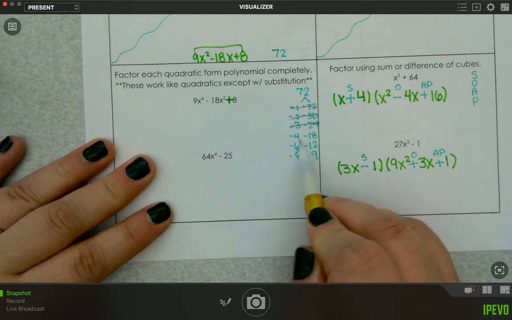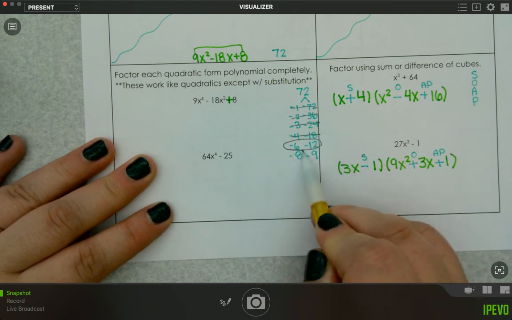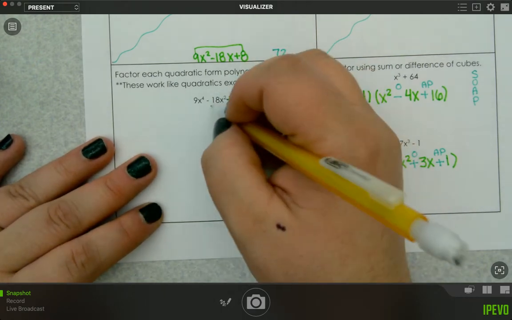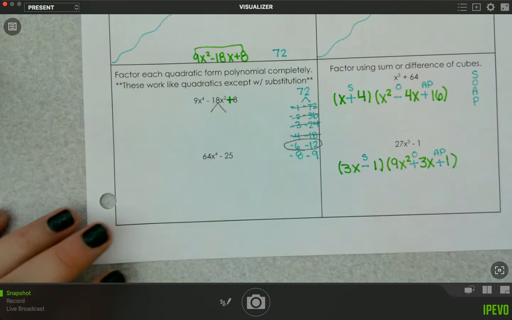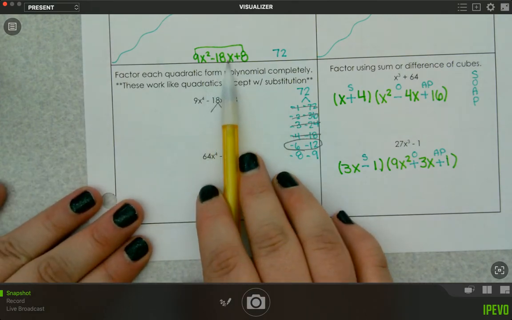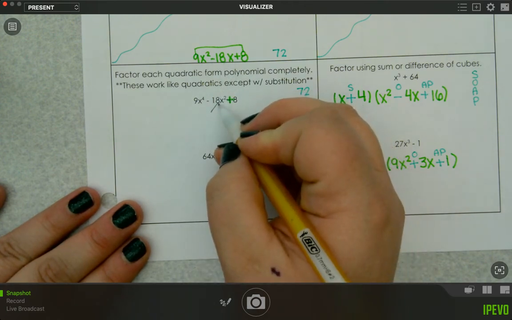This is negative 22. There we go. Negative 6 and negative 12. And what we do with those two numbers when we find them is we split up the middle term. Now, normally we would make this negative 6x and negative 12x because that's what's in the middle. You just have to make sure it matches the middle term.